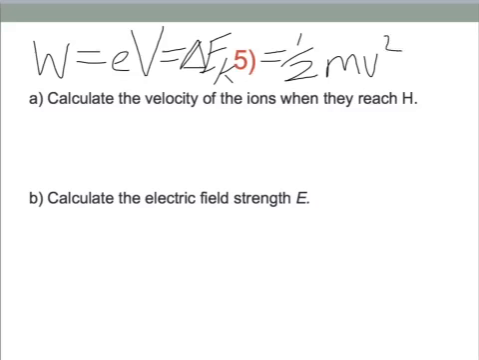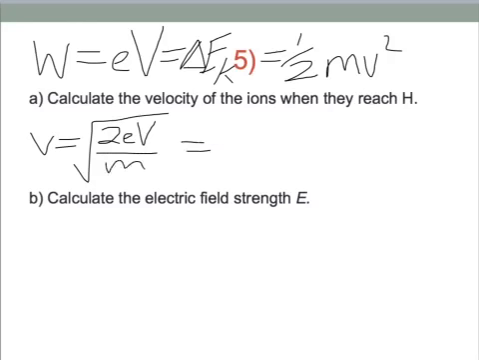So if you do that successfully, just being careful, the mass is not the mass of an electron. It's given as 2.84 times 10 to the negative 26. Putting that into the equation for V, you get the square root of 2 times the charge E times the voltage 3000 over the mass. So you'd get this value, 1.84 times 10 to the power of 5 meters per second.